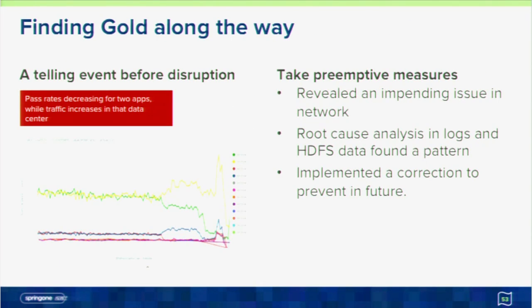And so oftentimes, on that journey to look at one thing or build a dashboard for another, we find a piece of gold along the way. In this case, one of the things they found in the Kibana dashboard was that pass rates were decreasing for 2 applications while traffic was increasing in that data center.